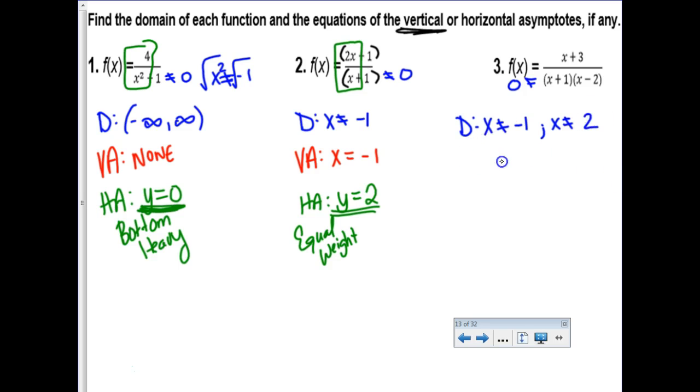The reason x can't be -1 or 2 is because you have 2 vertical asymptotes in this question. You have a vertical asymptote at x equals -1 and a vertical asymptote at x equals 2. Make sure these are equations.